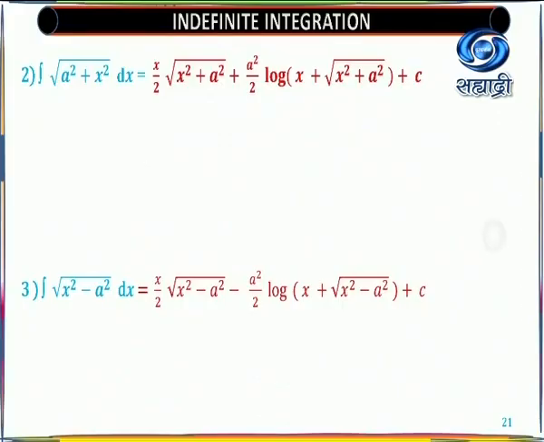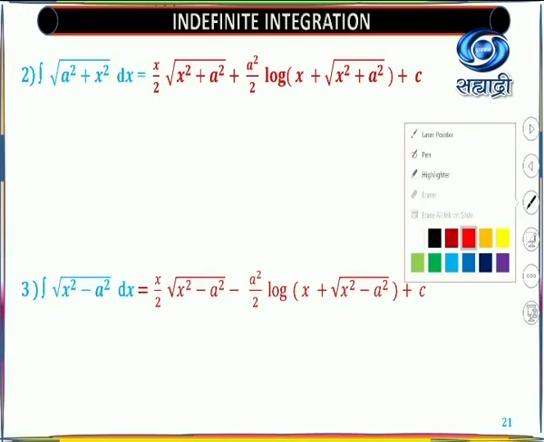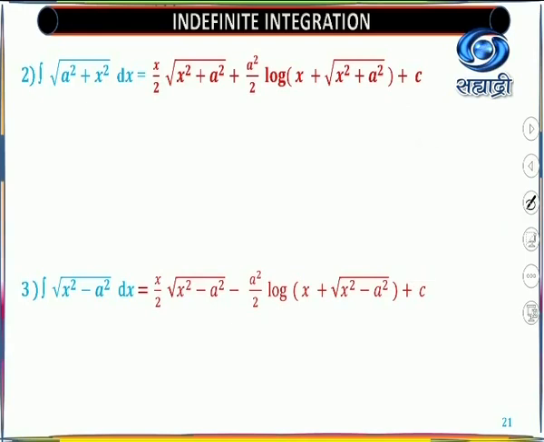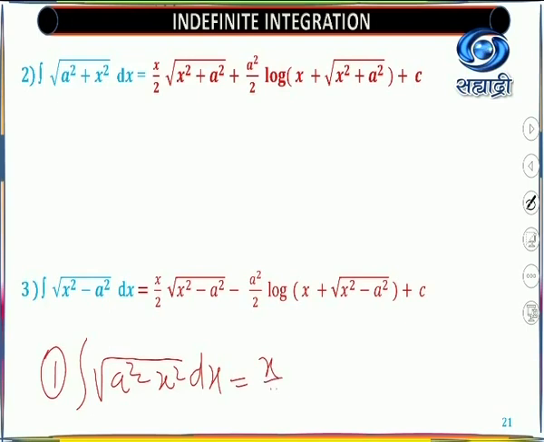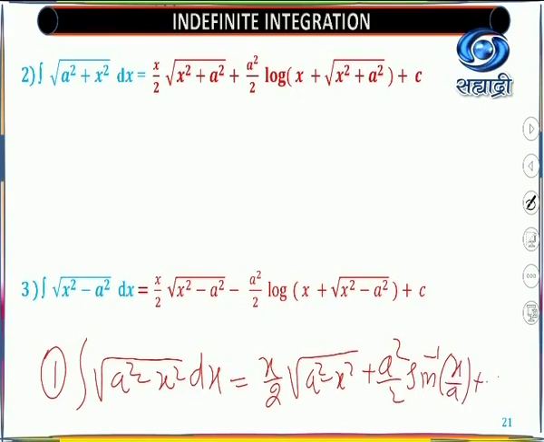We saw one formula. Which formula did we see? We saw as the first formula the integration of root of a square minus x square, using integration by parts. That is nothing but x by 2 root of a square minus x square plus a square upon 2 sine inverse of x by a plus constant of integration. We have seen this formula with proof.